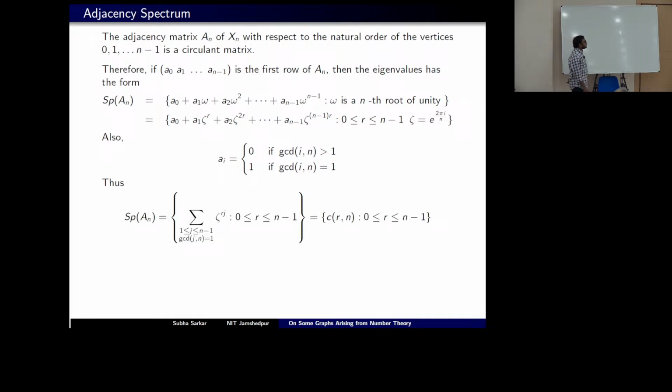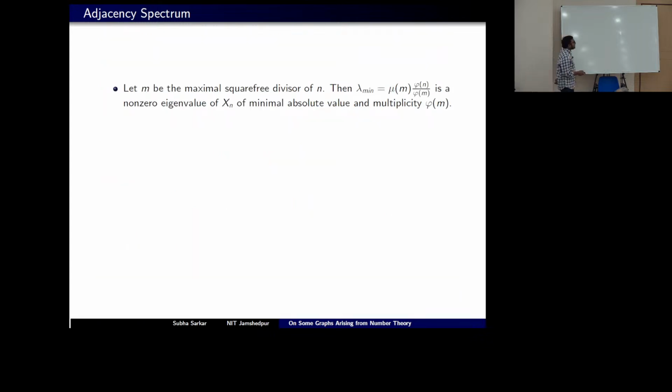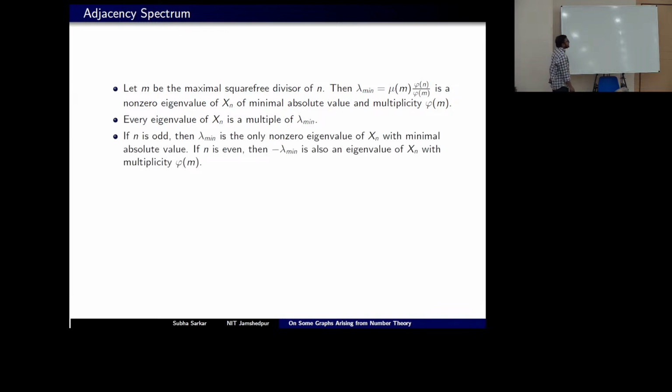So therefore, we will get a spectrum of A_n like this, and this is the well-known Ramanujan sum in number theory. We know that the Ramanujan sum is given by this result, and we know that all the Ramanujan sums are integers. So therefore, all the eigenvalues of the unitary Cayley graph are integers and they are given by the Ramanujan sum. In fact, we can say more: if m is the maximal square-free divisor of n, then the minimum eigenvalue is given by this formula, and every other eigenvalue is a multiple of this one. And if n is odd, then lambda min is the only non-zero eigenvalue of minimal absolute value, and if n is even, then minus lambda min is also an eigenvalue, and also the multiplicity of 0 as an eigenvalue is n minus m.